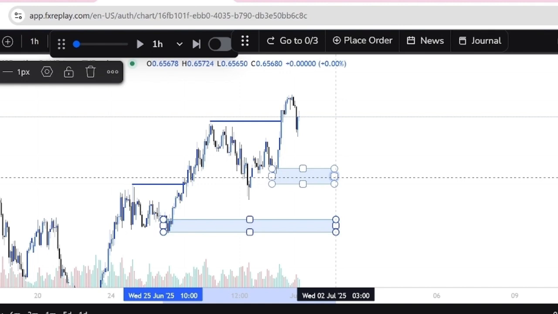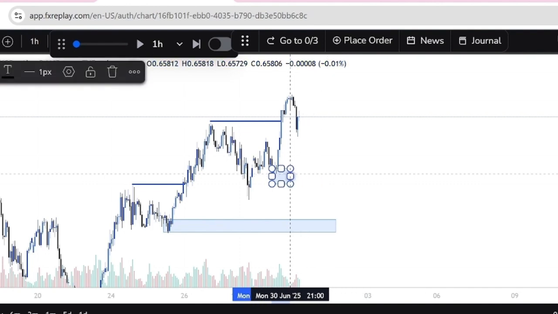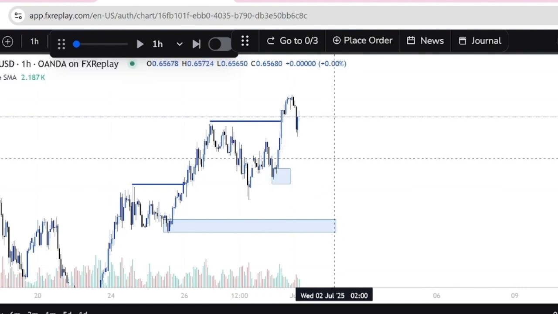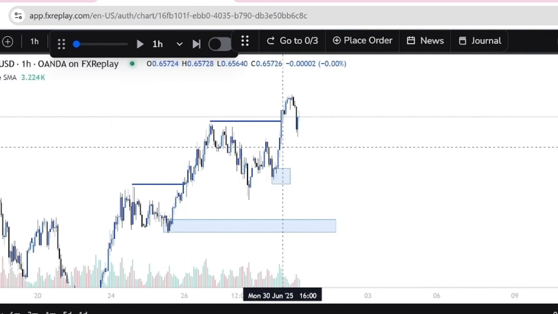I didn't go with this one because if you look at this zone, we have a push to the upside, which led to a market break of structure. We have a fair value gap. There is valid momentum, but there is no liquidity before that zone.